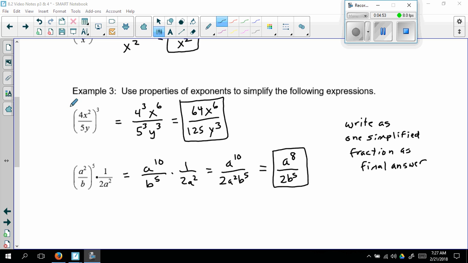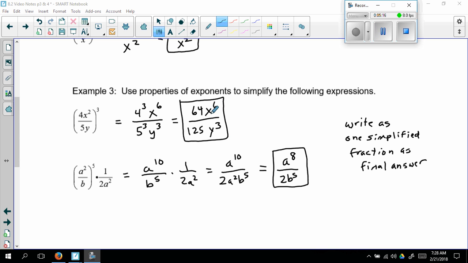Okay, so on this first one, each thing was raised to the power of 3. So I have 4 to the third power. Remember, I'm going to multiply these exponents, so I get x to the 6. On the bottom, I have 5 to the third power and y to the third power. Go ahead and simplify the numbers. 4 to the third is 64. 5 to the third is 125. And then I check.